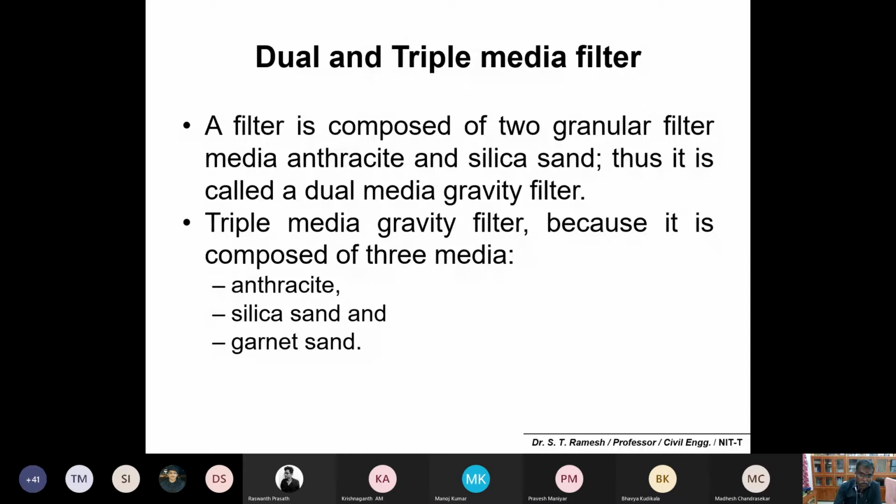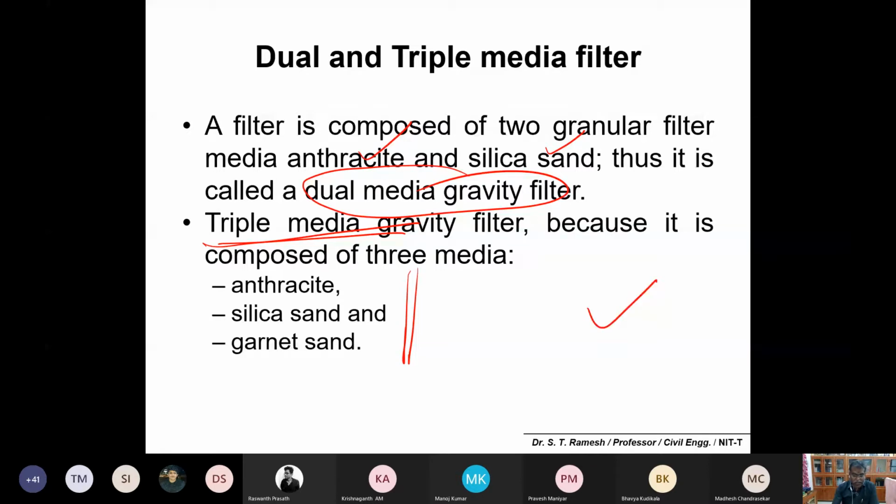You can also have two granular materials instead of one, for example anthracite coal and also silica sand. In that case, it is called a dual media filter. Only silica sand, you can simply call a filter bed. Silica plus anthracite coal is a dual media filter. And if you are using anthracite coal, silica sand, and also garnet sand, you can call it a triple media filter. Please make a note: silica sand is a normal filter, anthracite plus silica sand is a dual media filter, and anthracite, silica sand, and garnet sand is a triple media filter.